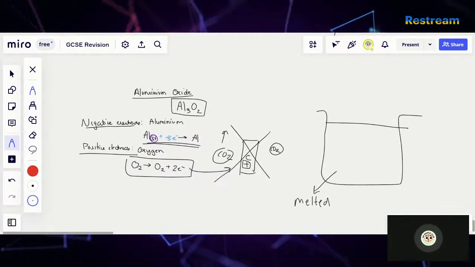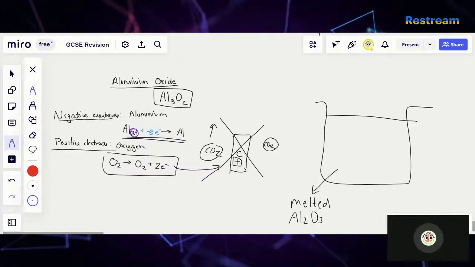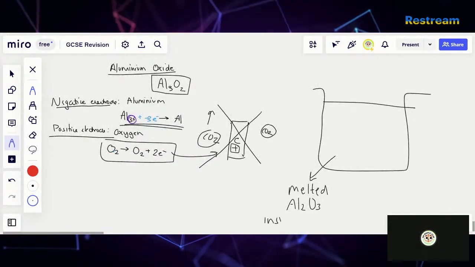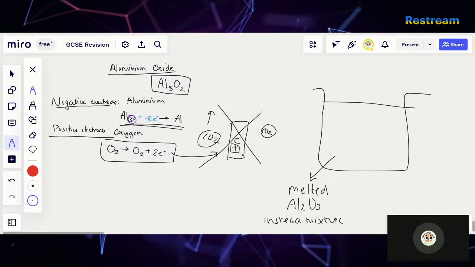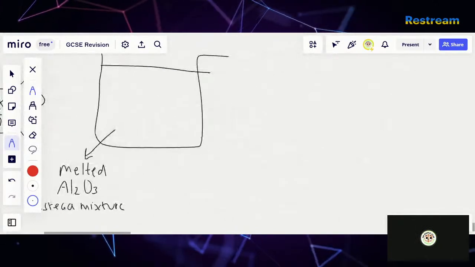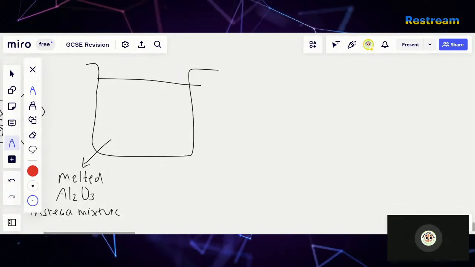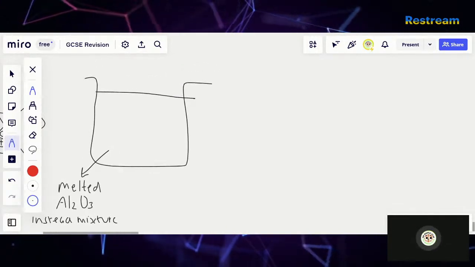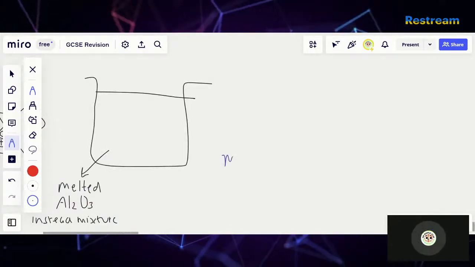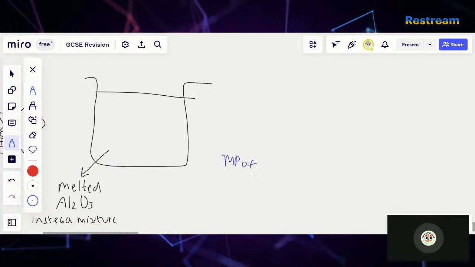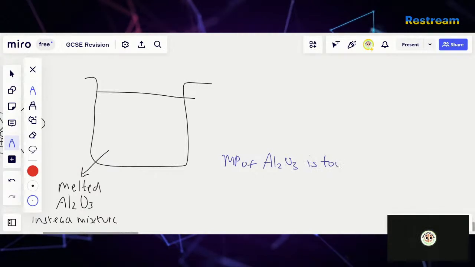However, in this question, they said that they didn't use the aluminium oxide melted version. Instead, they used a mixture. And they're asking, why did they choose to use a mixture instead of just the melted aluminium oxide? Now, normally, when they use a mixture instead of just melting it, it's because the melting point of whatever substance, which in this case is aluminium oxide, is too high.